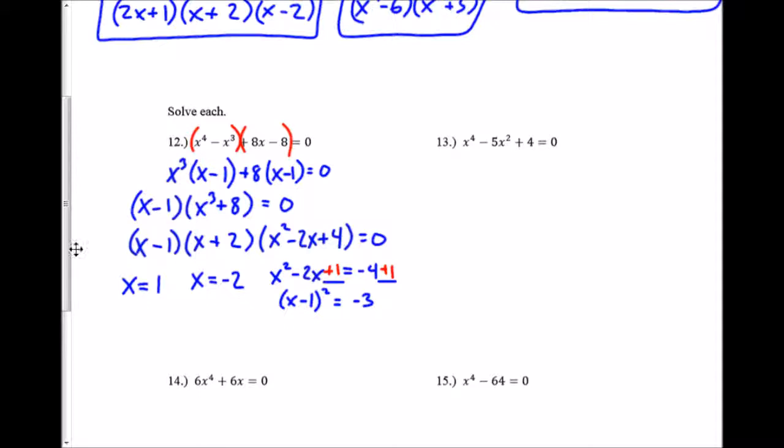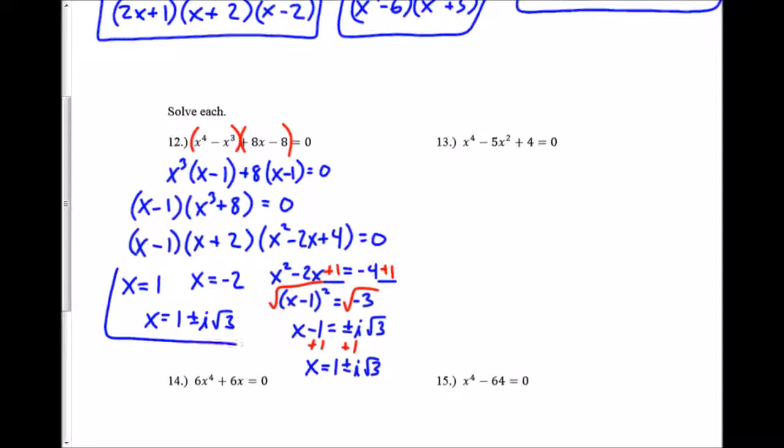And now I can take the square root of each side. When I do that, I end up with x minus 1 equals plus or minus i root 3, and then I can add the 1 to each side. So I end up with x equals 1 plus or minus i root 3. So these are my collection of answers. I've got the 1, the negative 2, and then the 1 plus or minus i root 3. And that's it. Okay, so we're using all of the methods that we've used previously to solve this thing.